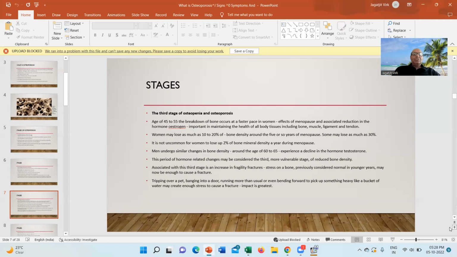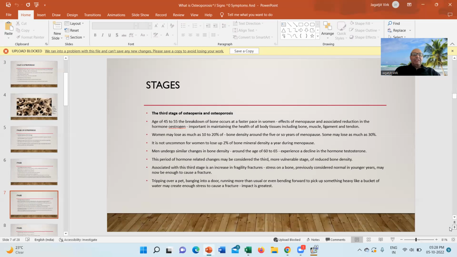Women may lose as much as 10 to 20% of bone density around the 5 or so years of menopause. Some may lose as much as 30% of their bone mass. It is not uncommon for women to lose up to 2% of bone mineral density a year during menopause, every year.